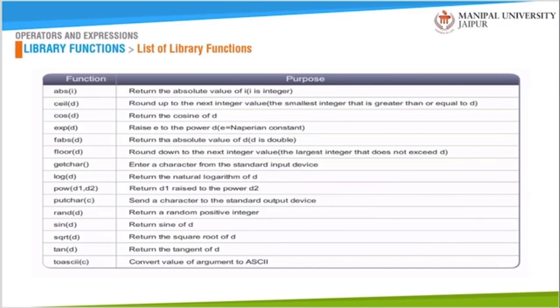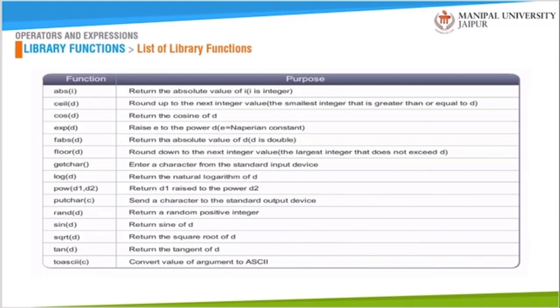cos(d) is a function that returns the cosine of d. exp(d) returns the value of e raised to the power of d, where e is a Napierian constant. fabs(d) returns the absolute value of d, where d is a double value. floor(d) is the library function which rounds down the value of d to the next integer value, that is, the largest integer that does not exceed d.